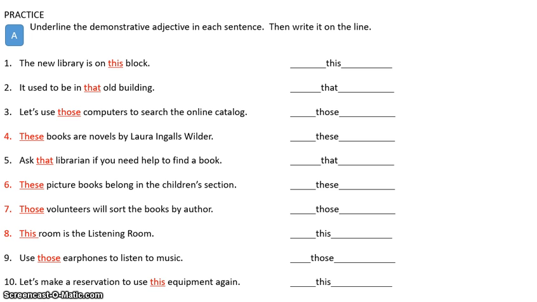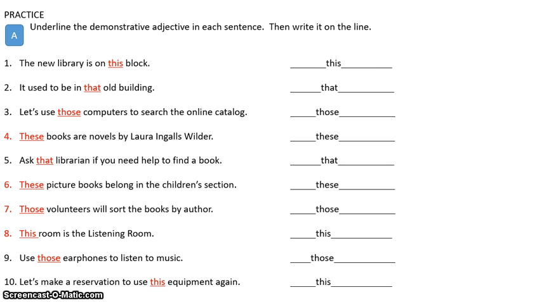If I'm going to talk about a singular noun and I want to know which one, I'm going to use this and that. If it's close by to me, then I will say this. If it is at a distance, I will say that. If it's a plural noun, then I'm going to use these or those. If it's close to me, I'm going to refer to it as these. If it's a distance away from me, then it's going to be those. So it's a very easy rule to follow.